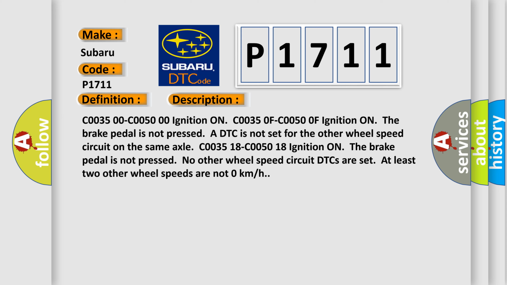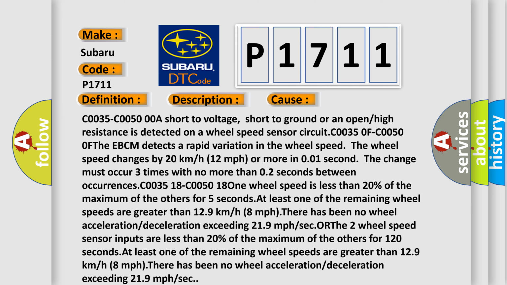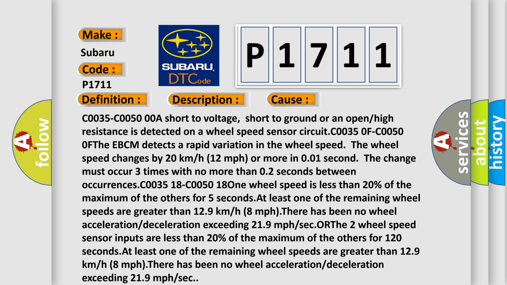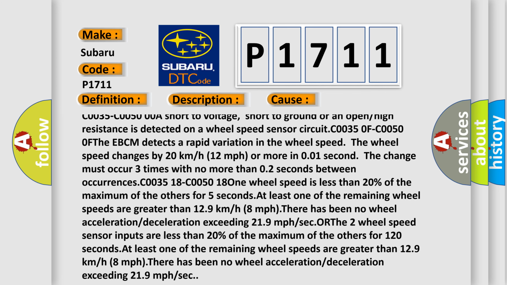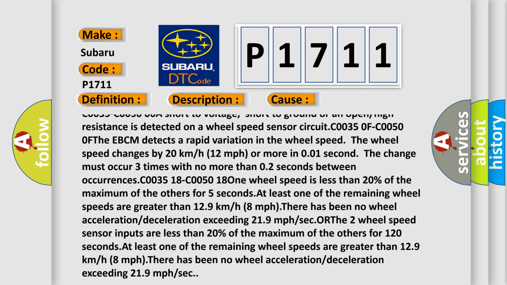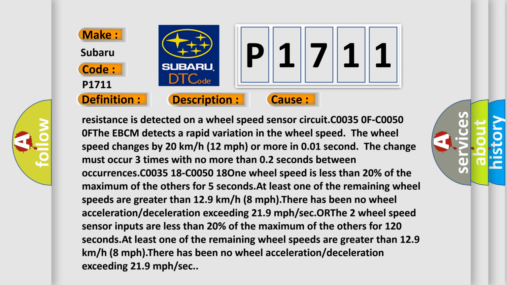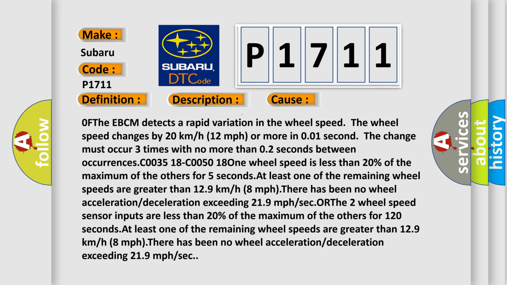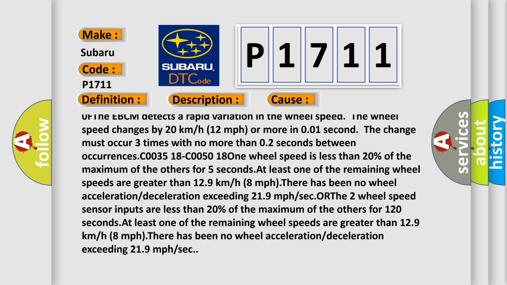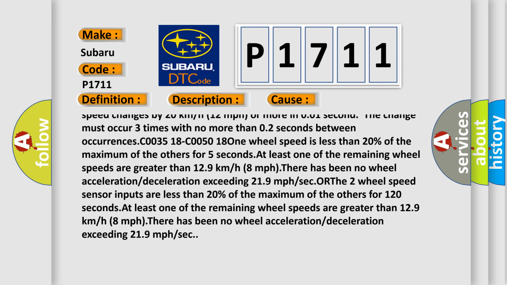This diagnostic error occurs most often in these cases: C0035, C0050 00: a short to voltage, short to ground or an open or high resistance is detected on a wheel speed sensor circuit. C0035 0F, C0050 0F: the EBCM detects a rapid variation in the wheel speed. The wheel speed changes by 20 km/h (12 mph) or more in 0.001 second. The change must occur 3 times with no more than 0.02 seconds between occurrences.